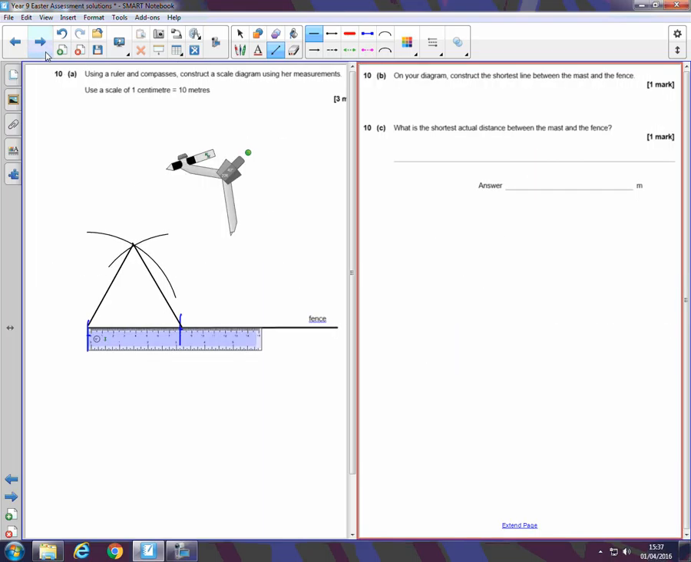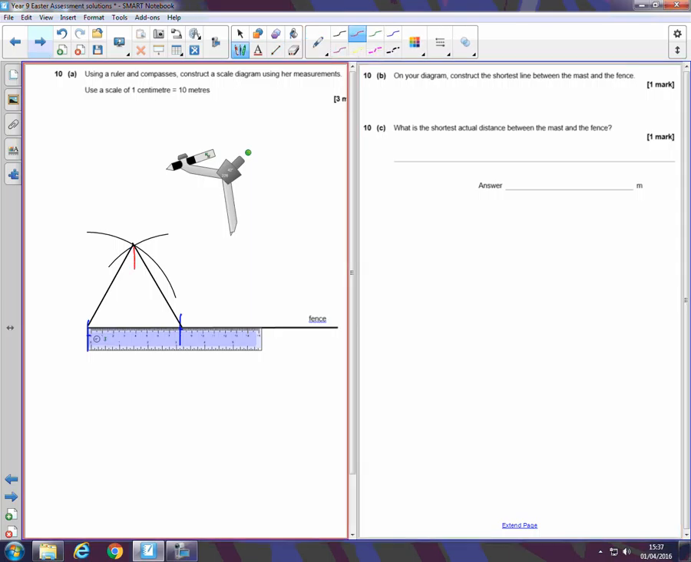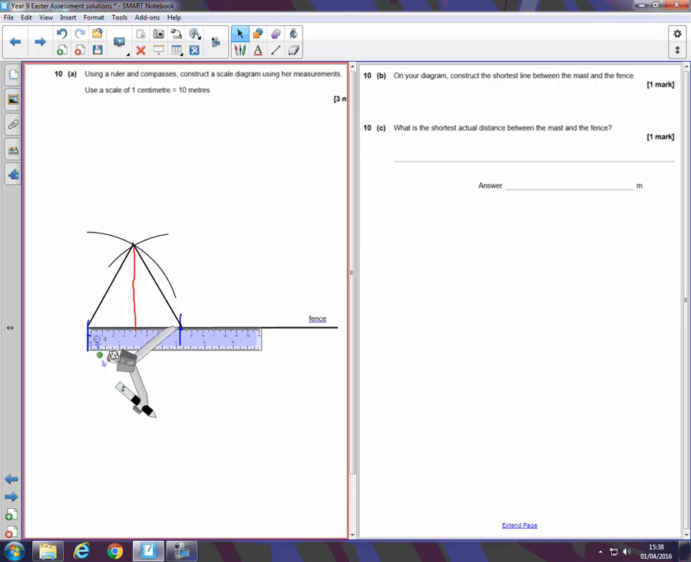And then part B, we want the shortest line between the mast and the fence. So that is a line like this. To construct it, you need to do a perpendicular bisector of the original line to create that line. So for the perpendicular bisector, we can keep the compass in the same place. We need to also do an arc down at the bottom.